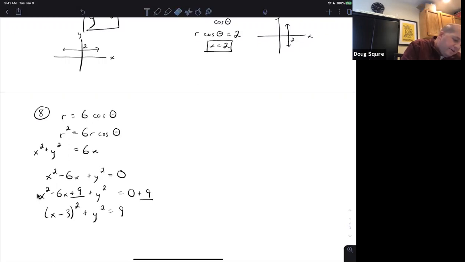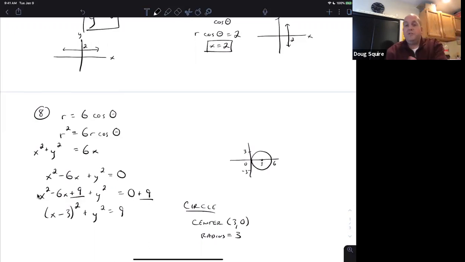And so now this is a circle with center (3, 0) and radius 3. And so a fitting end to the class will be me attempting to draw a circle like that. And for me, that's pretty good. So, all right, that would be 3, that would be 6, that would be 0, this would be up 3, and this would be down 3. And so we get that circle.